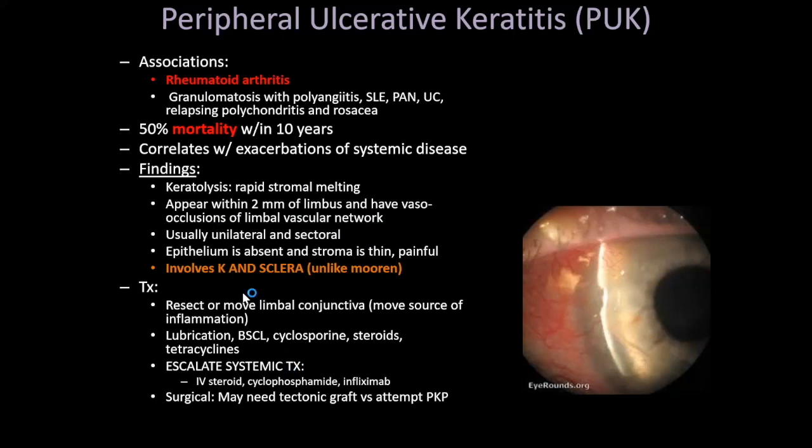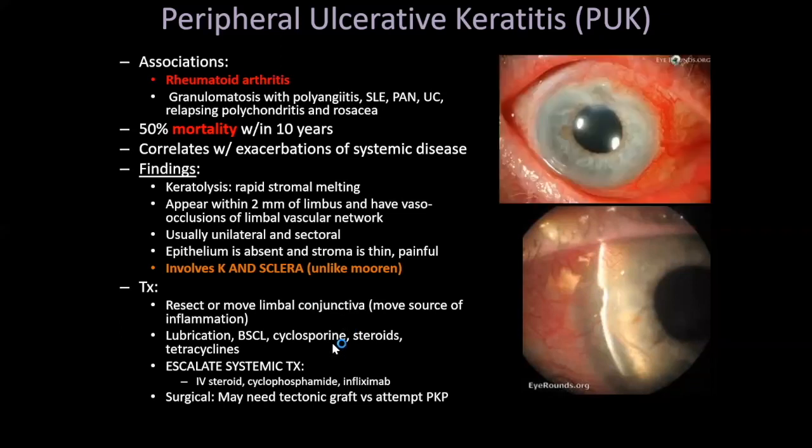So the treatment involves resection. You remove the limbal conjunctiva, which is the source of the inflammation, then lubrication, banded contact lens, and then immunosuppression. Tetracyclines also have a role. And this picture shows that. So you have both sclera and cornea, marginal cornea involvement.